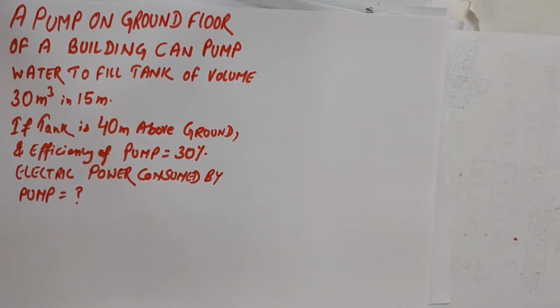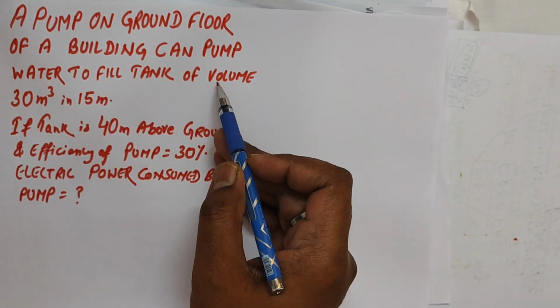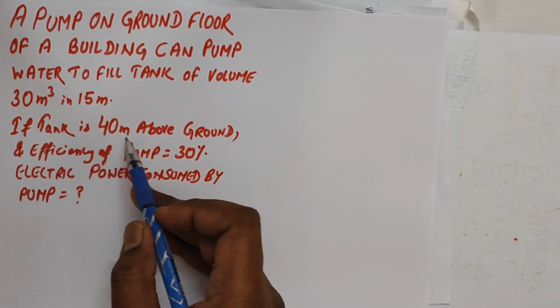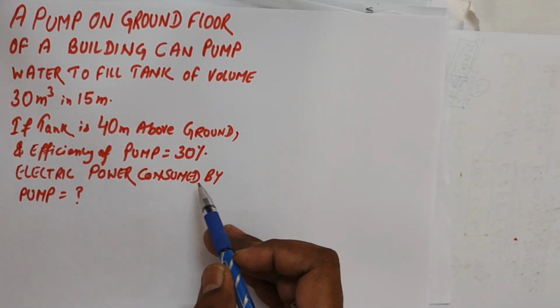Here, the question is, a pump on the ground floor of a building can pump water to fill a tank of volume 30 meter cube in 15 minutes. If the tank is 40 meter above ground and the efficiency of the pump is 30%, what is the electrical power consumed by the pump? Right? So it's like that.